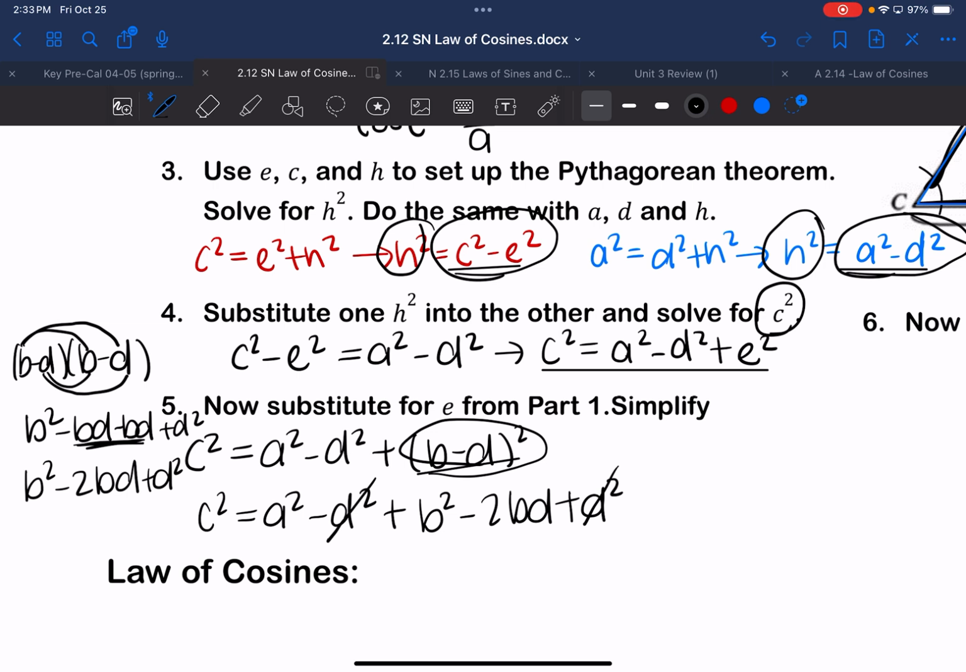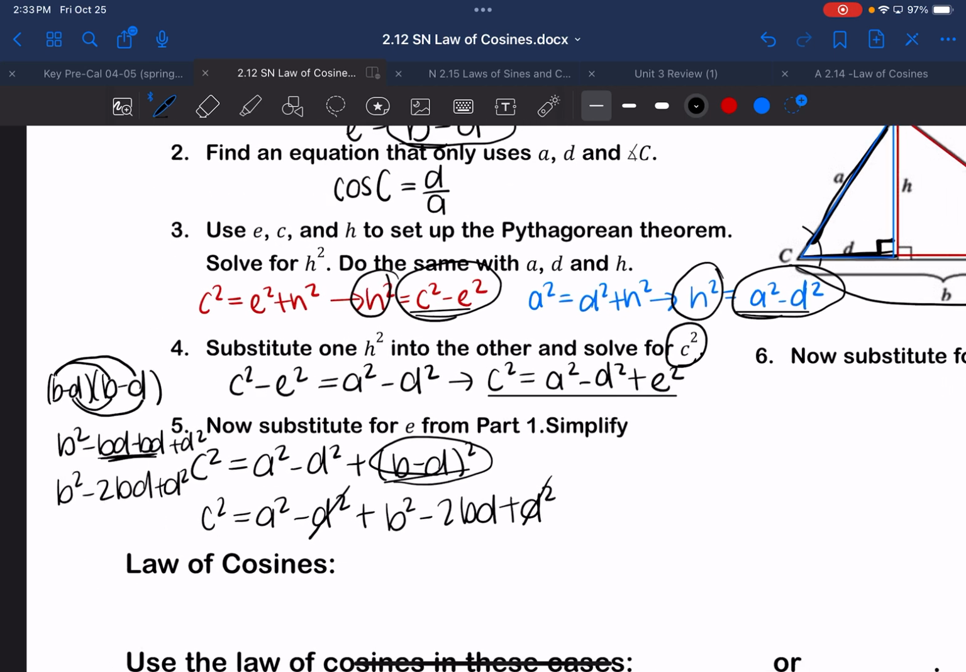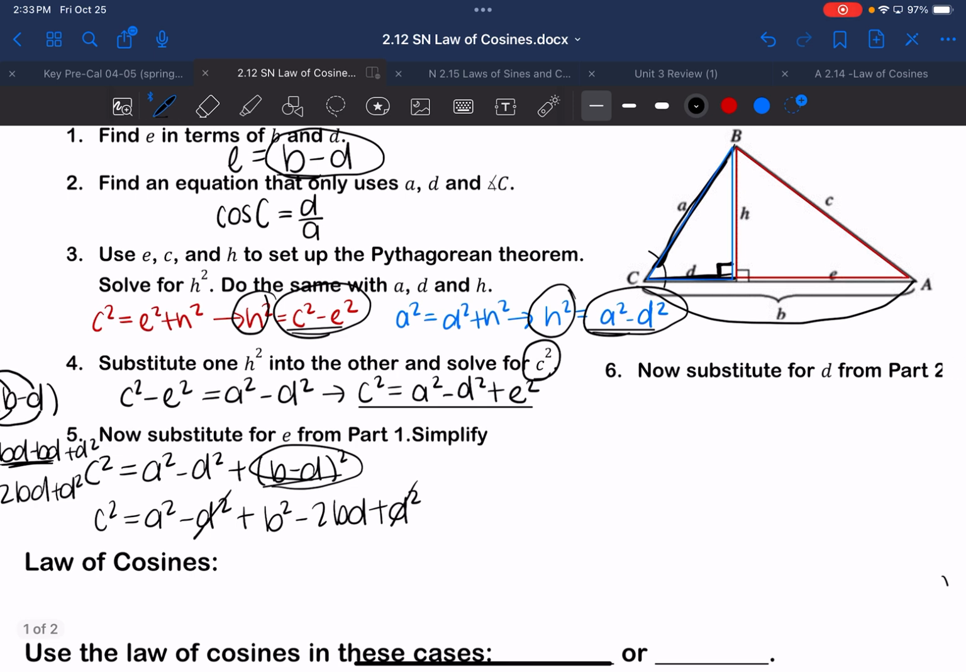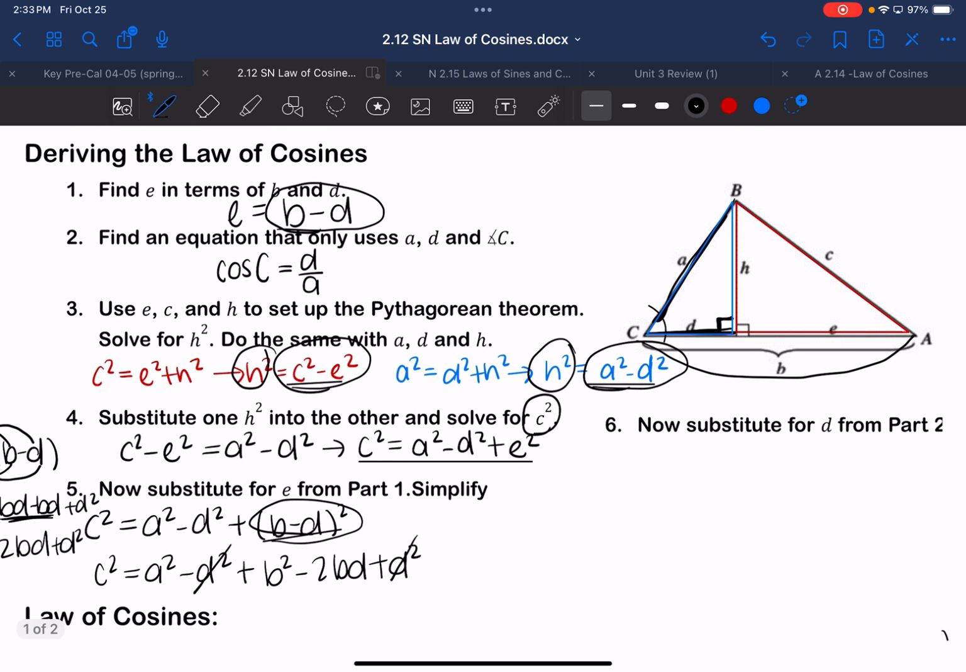Okay, so now last step, number 6. Step number 6 over here says, now substitute for d from part 2. Well, if you go look up here at part 2.